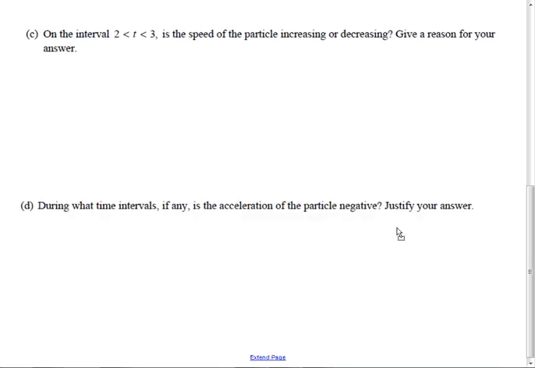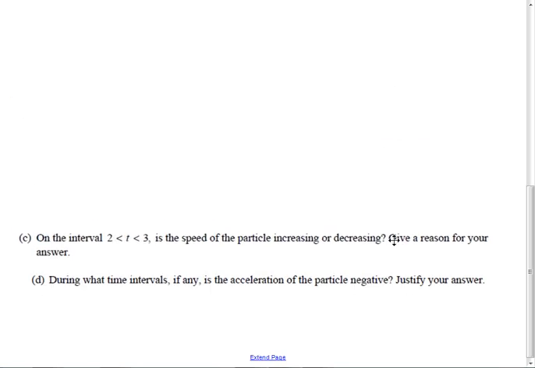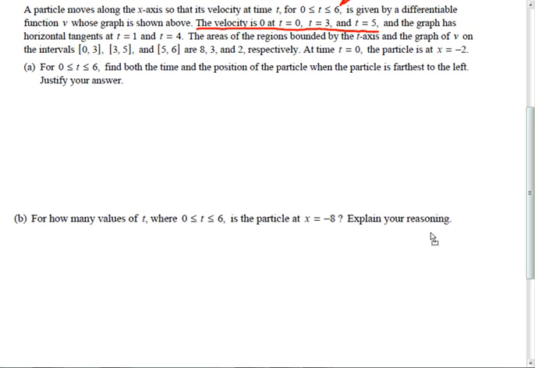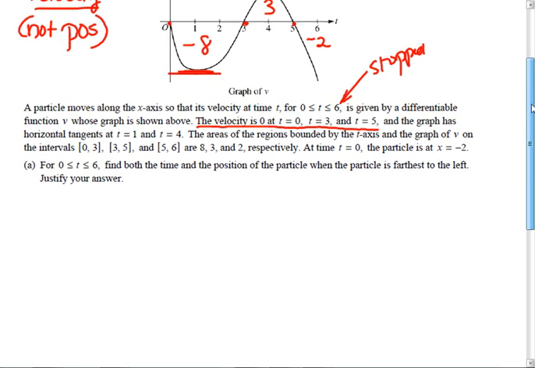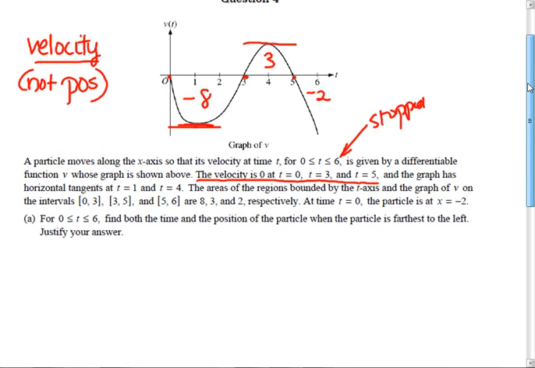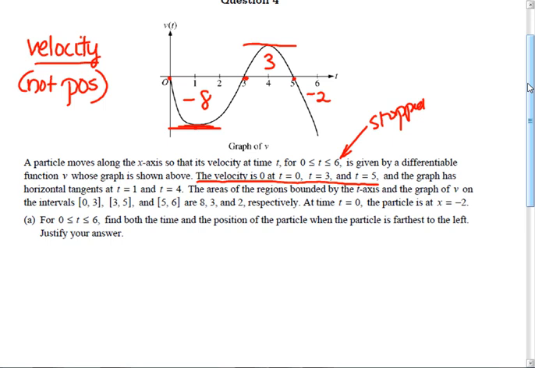Let me move some things here. D is the easiest. Okay, it says find both the time and the position of the particle, and the particle is furthest to the left. I want to go as far as possible to the left.